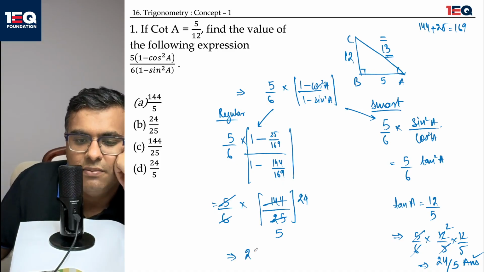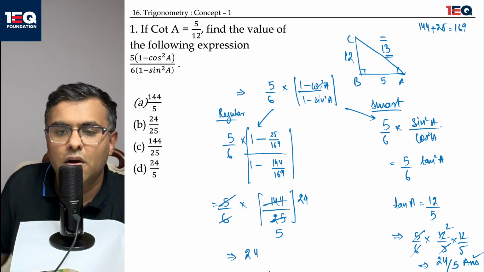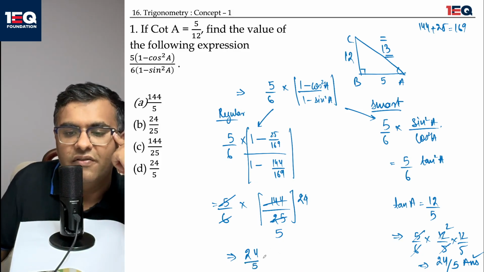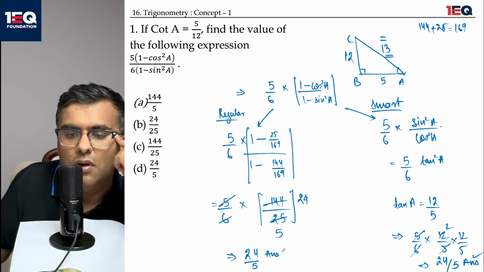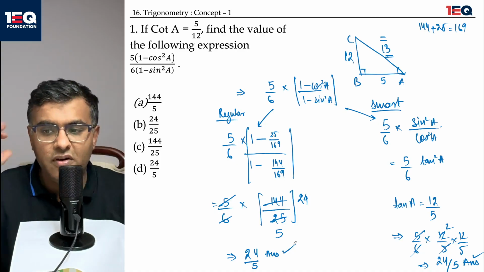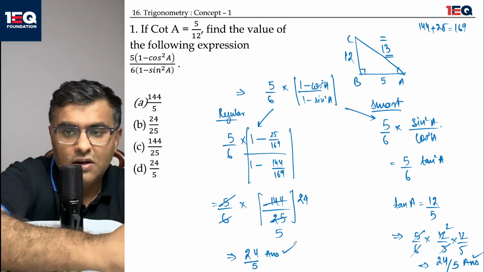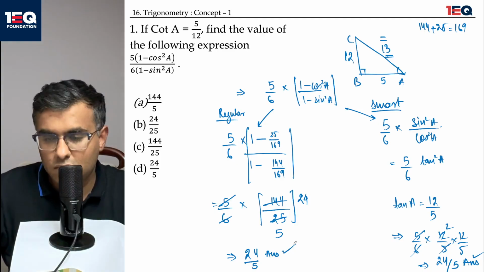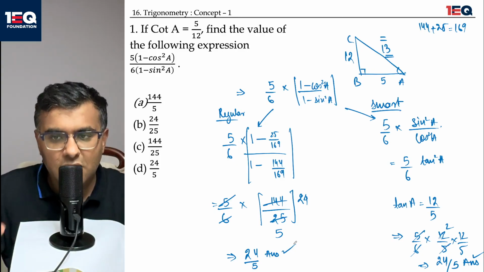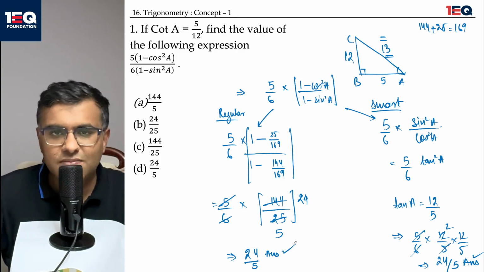I get the same response of 24 upon 5. I want all of you to analyze both the approaches and then follow the smart approach only.